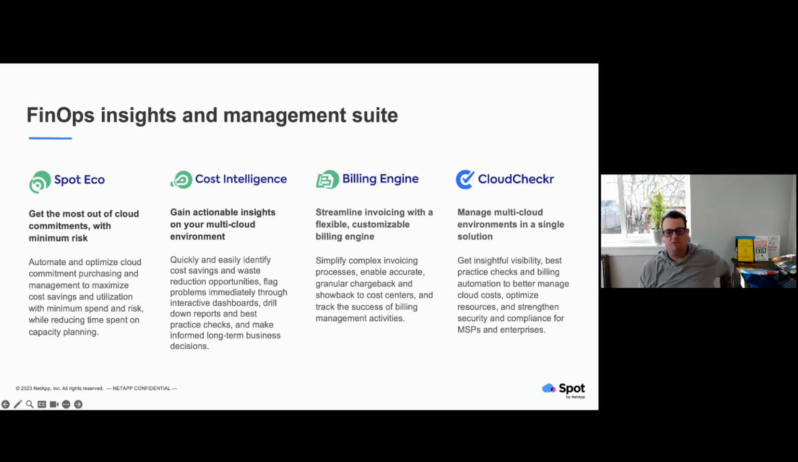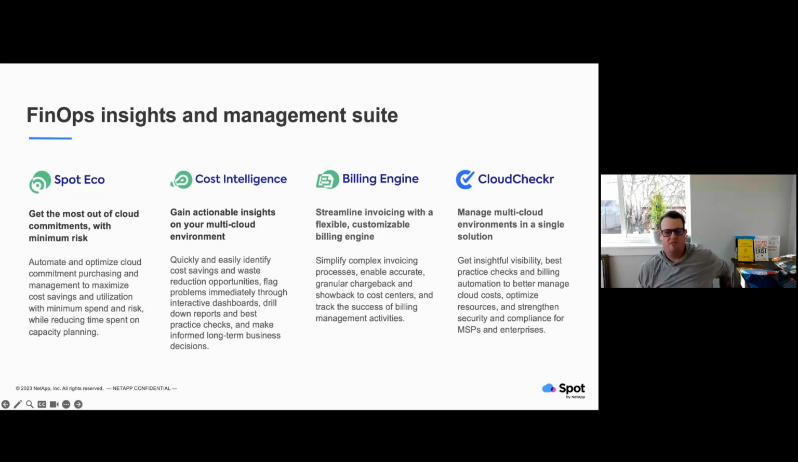This is especially helpful for managed service providers who are providing services to third parties inside of Azure. It allows you to simplify invoicing. It enables an accurate chargeback to cost centers and track the success of billing management. And then you see one there that kind of looks out of place, but it really does fit.